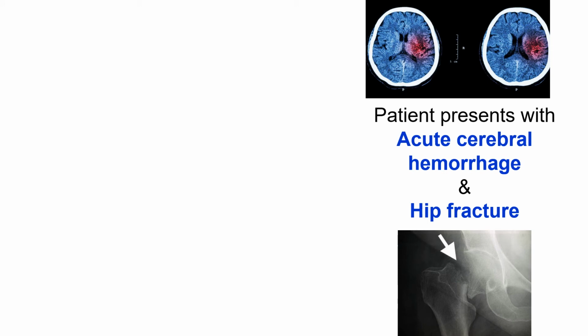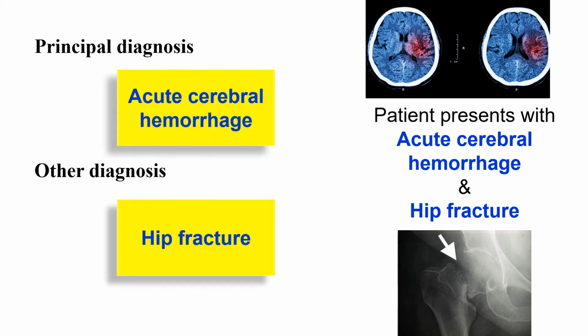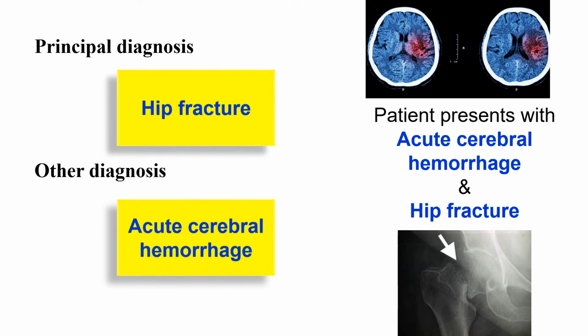Let's take a look at this example. A patient presents with acute cerebral hemorrhage and hip fracture. Perhaps he's been through a road traffic accident. Well, in this case, the principal diagnosis can be the acute cerebral hemorrhage, and the other diagnosis can be the hip fracture. But it can also be the other way around. You, the clinician, should decide which one of these two is the most clinically relevant cause for admission this time. Whichever one you choose as the principal diagnosis will be written down in the principal diagnosis field, and the other one will be the first listed on the other diagnoses.